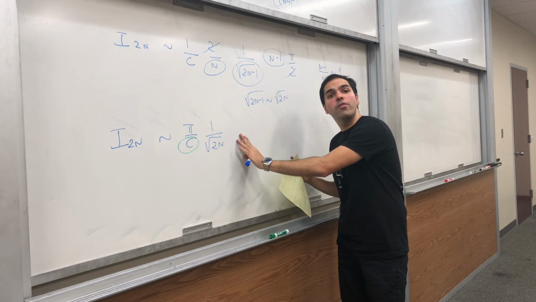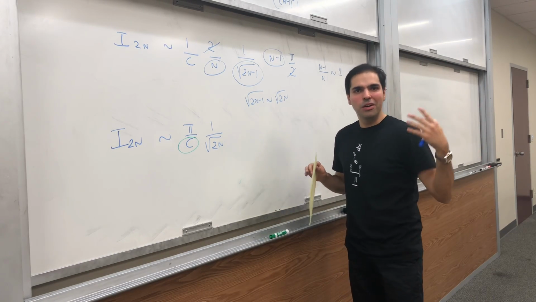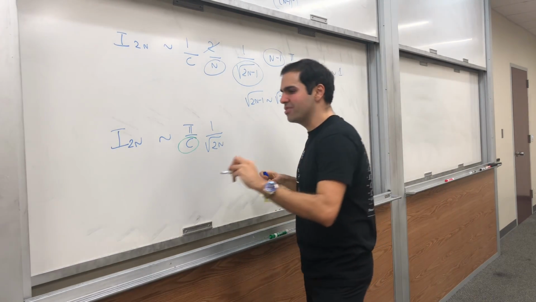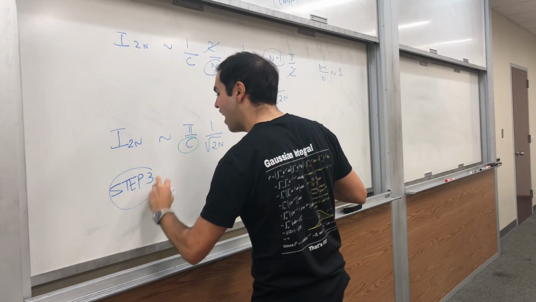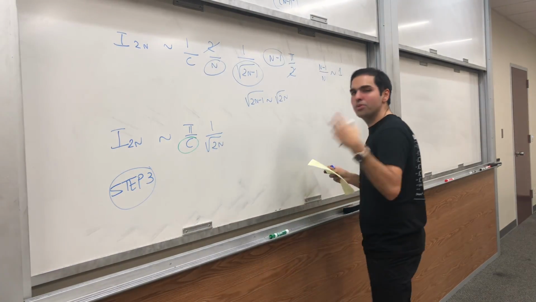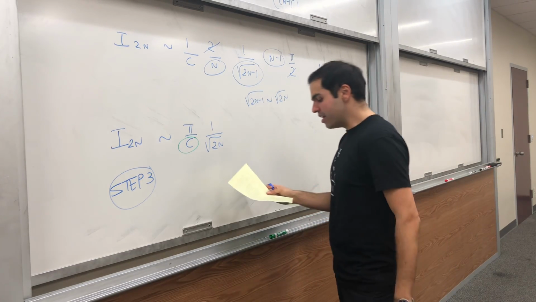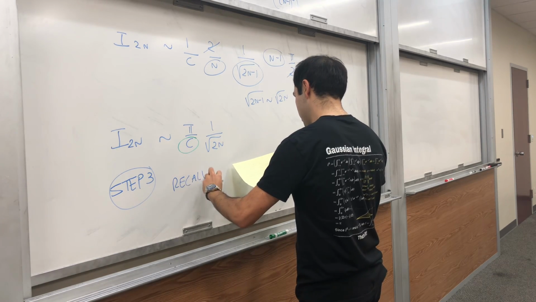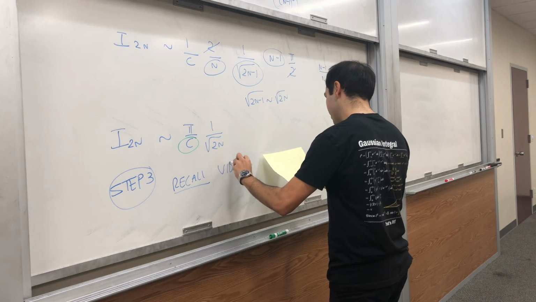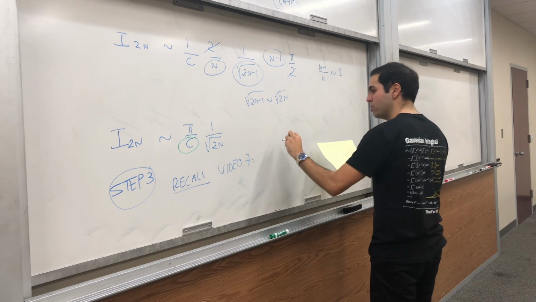This is now where we use our results from video 7 about the Wallis formula. And here is where we use the fact that I_{2n} equals the cosine integral. Because now, recall video 7. We've shown the following two things.